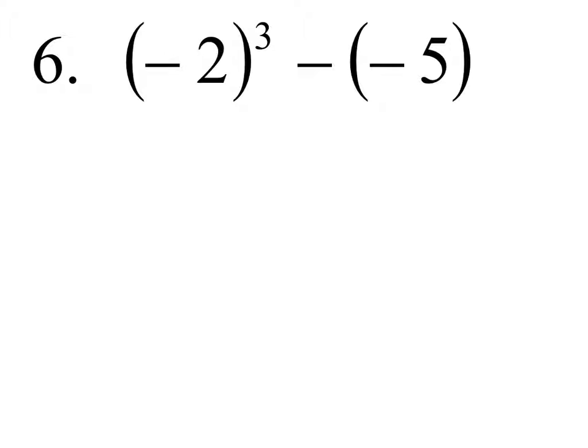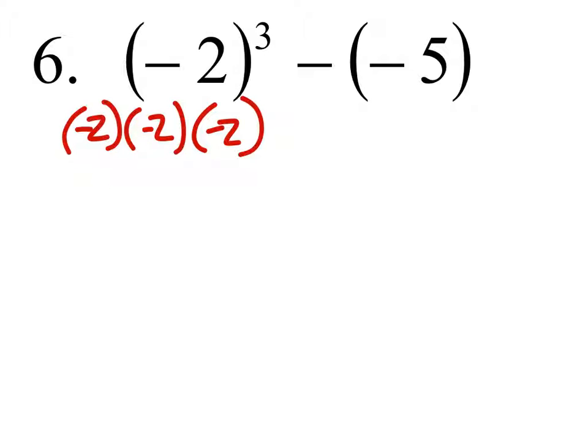Alright, so we got this exponent, which is what we need to do first, because inside the parentheses there's no operating going on. So let's expand this. We got negative 2 times negative 2 times negative 2, again because of the parentheses. There's an odd number of negatives, so we know it combines to be negative. So negative 2 times negative 2, that would be 4. And then times this negative 2 would give us negative 8.